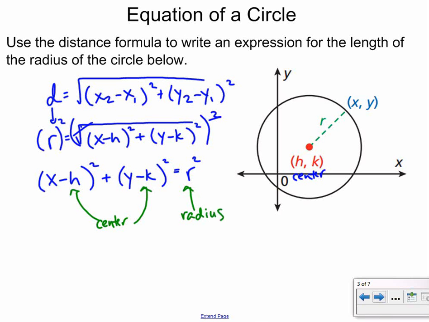Now you will notice that the signs here are minus. This is x minus h and y minus k. So that tells me that I always need to use the opposite sign when I am either writing the equation of a circle or finding the center from the equation. Because there are minus signs in the equation, that tells me that I need the opposite sign for the center. And you'll see what I mean by that in a second.